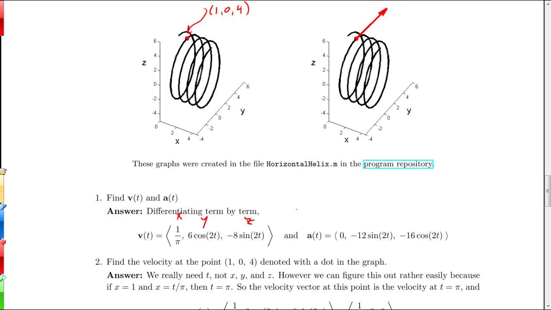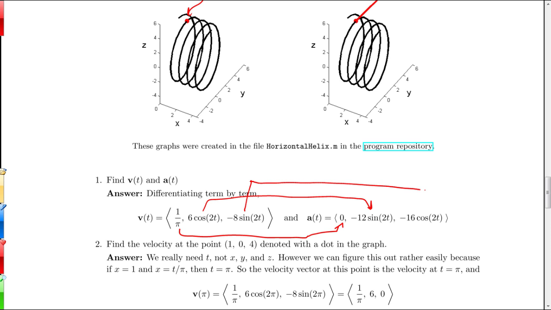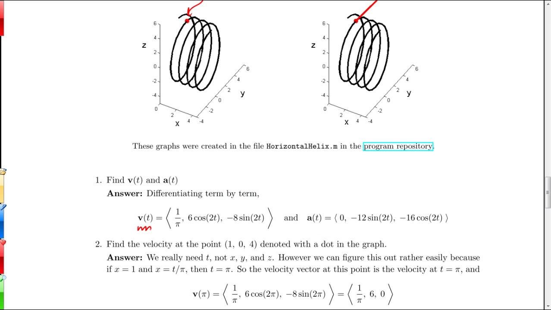And then the acceleration is simply differentiating these. So when I differentiate a constant, I get 0. When I differentiate 6 cos 2t, I'm going to get negative 6 sine 2t, but the chain rule is going to give me another 2, so I get negative 12 sine 2t. And whenever I differentiate negative 8 times sine 2t, I get negative 16 cosine 2t. So I have my velocity vector valued function, and my acceleration vector valued function.